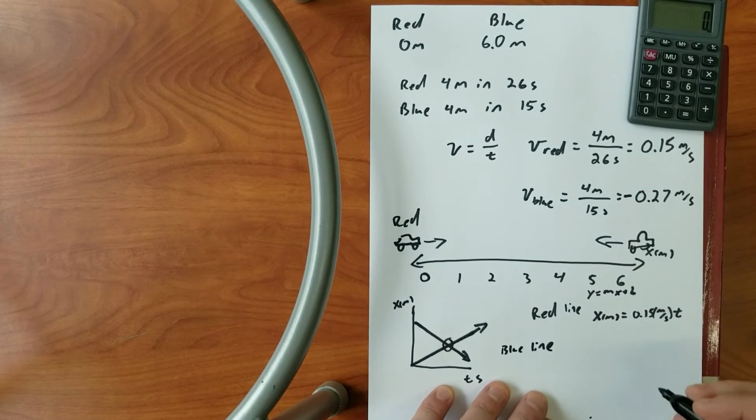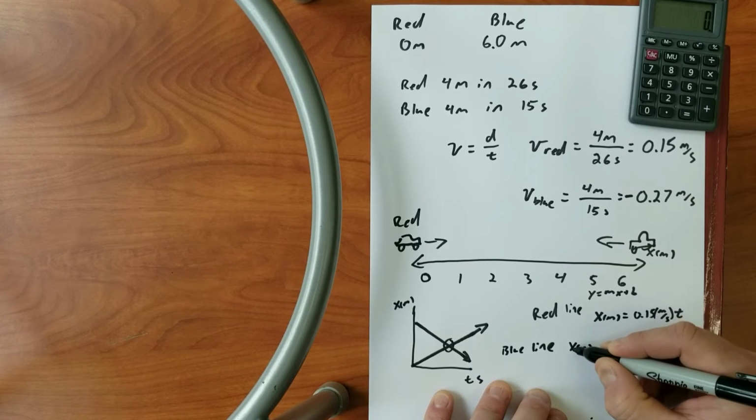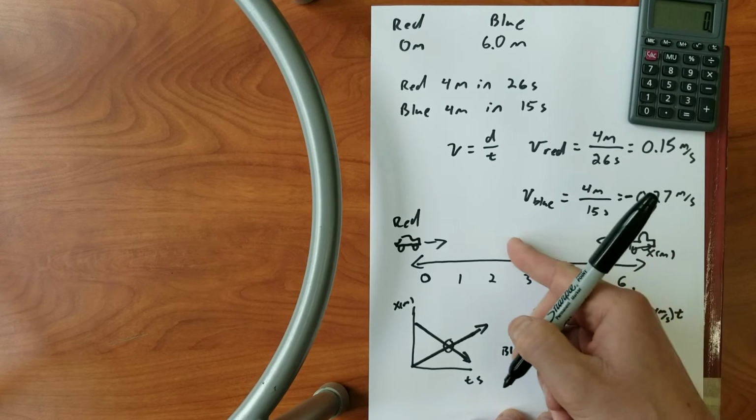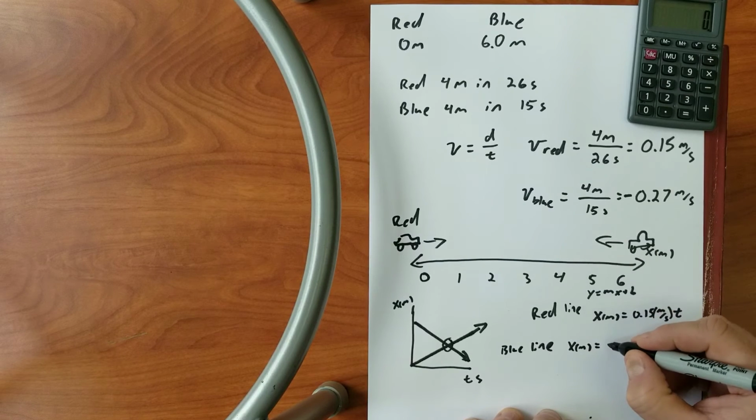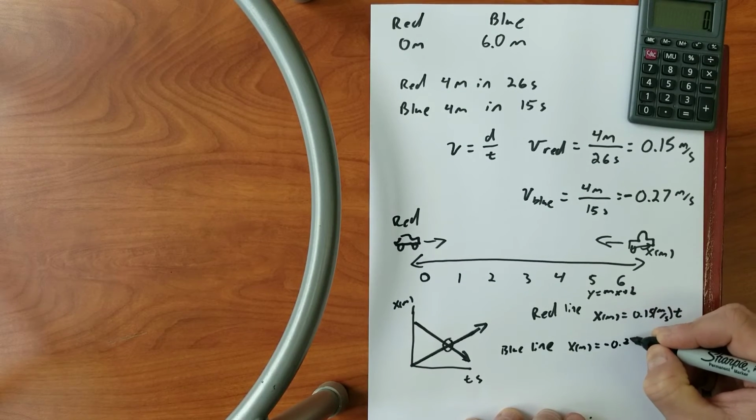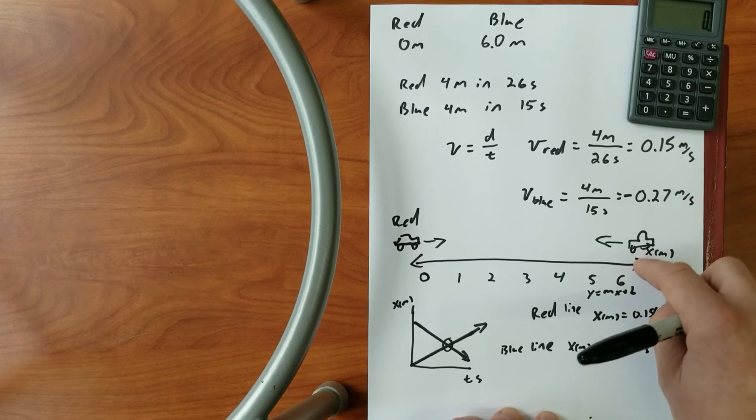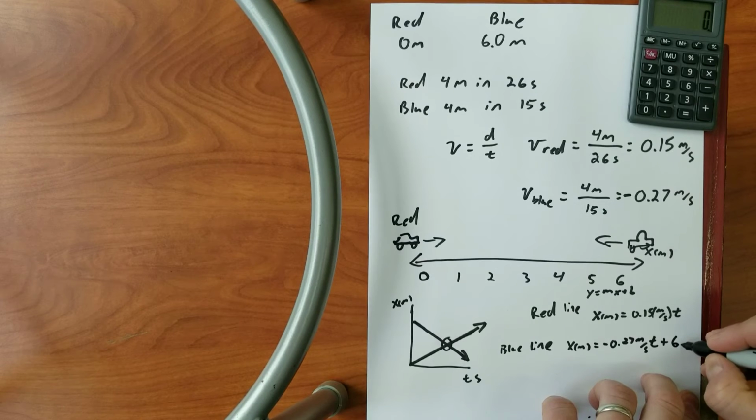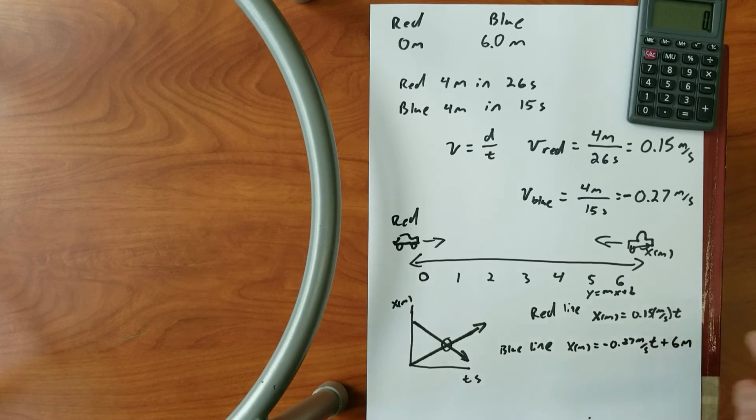The blue line is x equals, again, in meters, position, where they would meet, equals the slope of the blue car, which is negative 0.27 meters per second, times some unknown time, plus the intercept of blue, which is where blue started, which is on 6 meters, plus 6 meters. You'll notice that it's important to keep your time as a little curly t so it doesn't look like a plus sign.